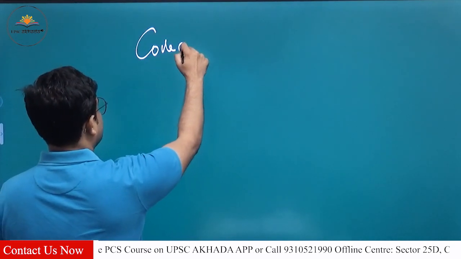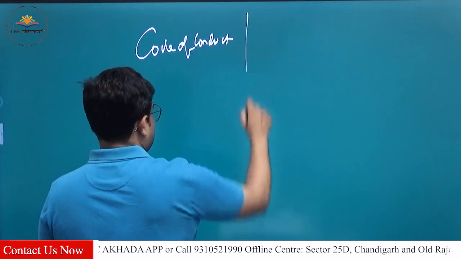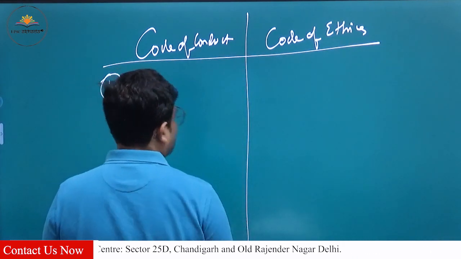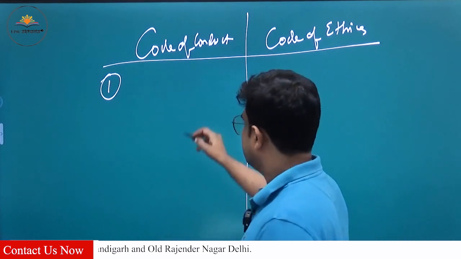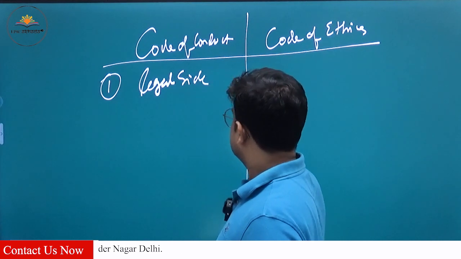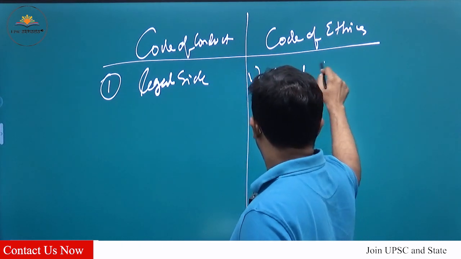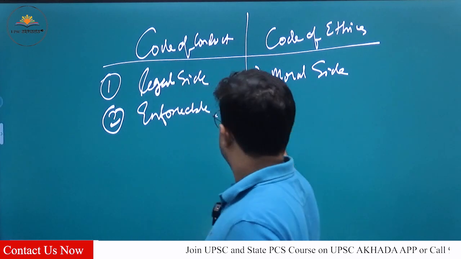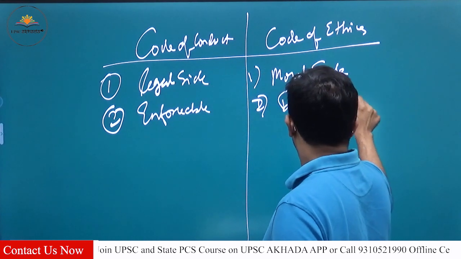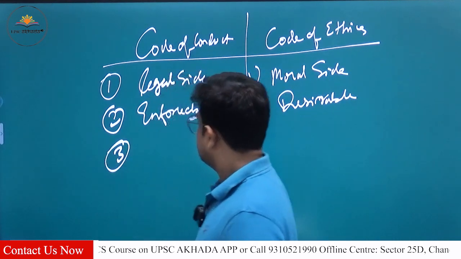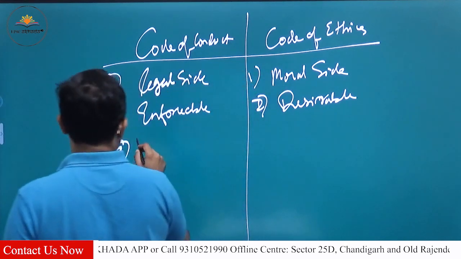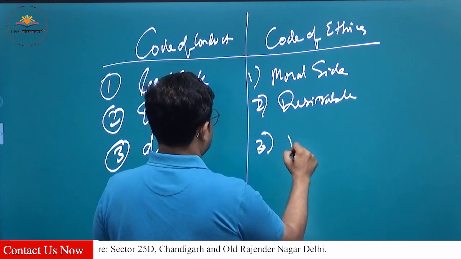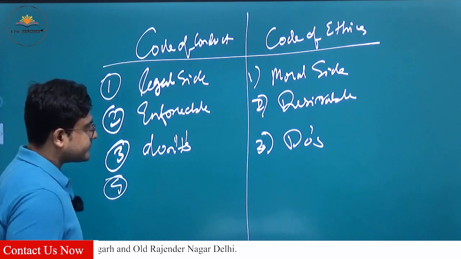Now, code of conduct and code of ethics. What can be the difference? Code of conduct deals with the legal side. Code of ethics deals with the moral side. These are enforceable, these are desirable. Then yes, largely don'ts, largely do's.